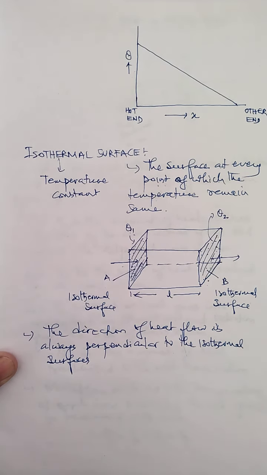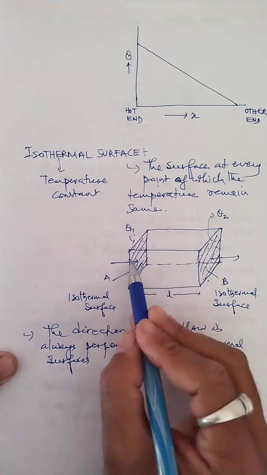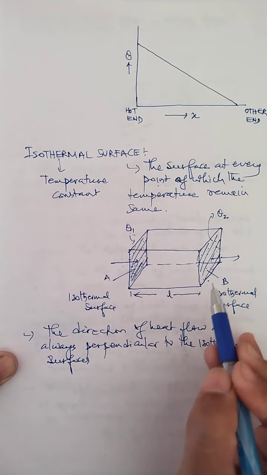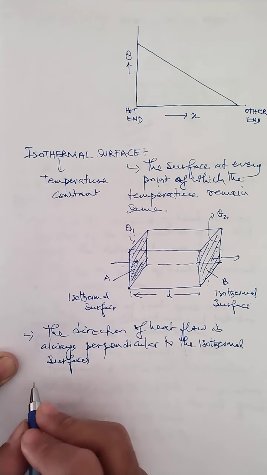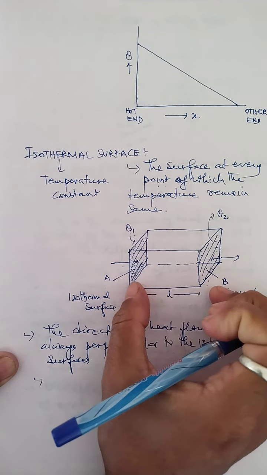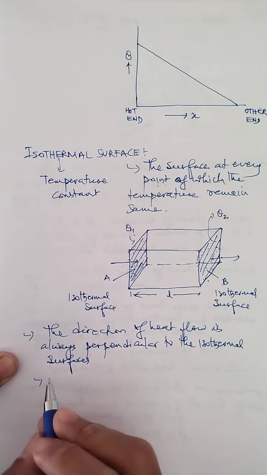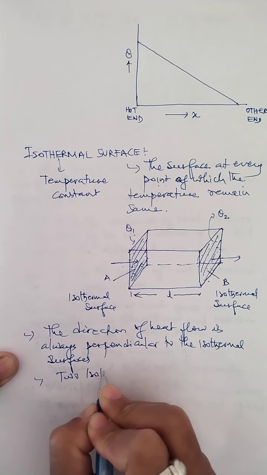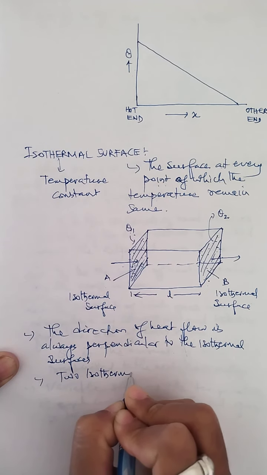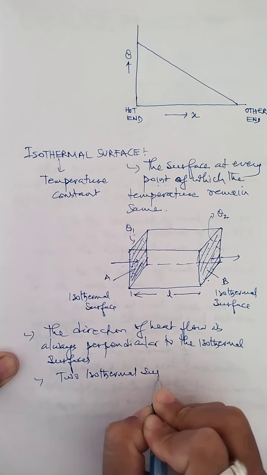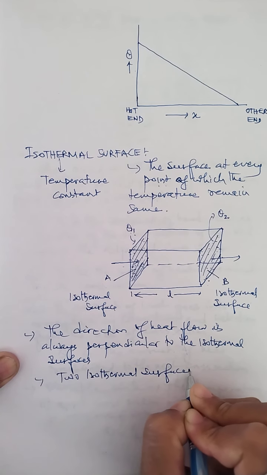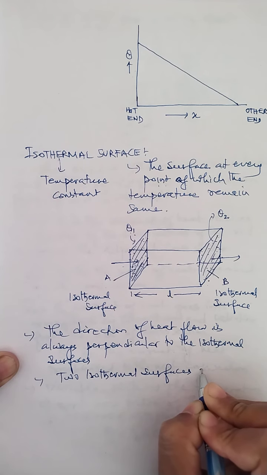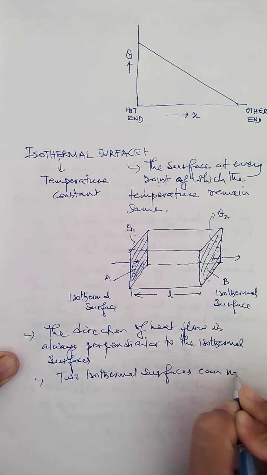Now, another property or note that you need to keep in mind about isothermal surfaces is that two isothermal surfaces can never intersect. They should be separated by a certain distance. There must be a gap between the two surfaces, but two isothermal surfaces can never intersect.